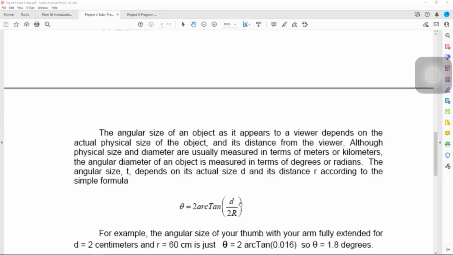That means if you tell me the size of the object and the distance, I can tell you what the angular diameter is. If you tell me the distance and the angular diameter, I can tell you the size of the object. So given two, I can give you the third one. That means given D and R, you get theta. Given D and theta, you get R, and so on. You have to be able to go in both directions.